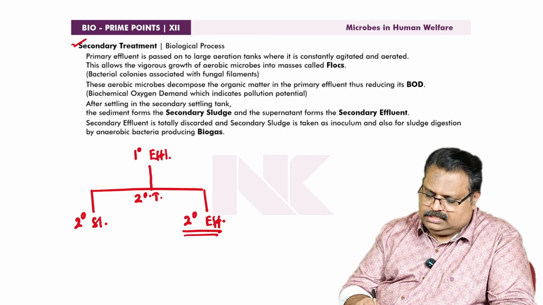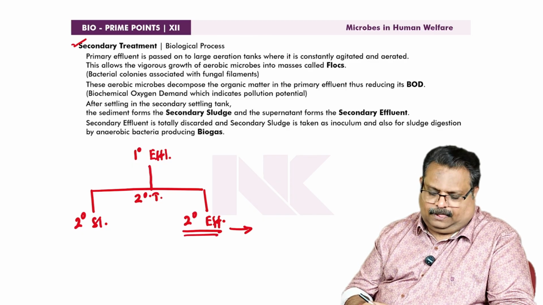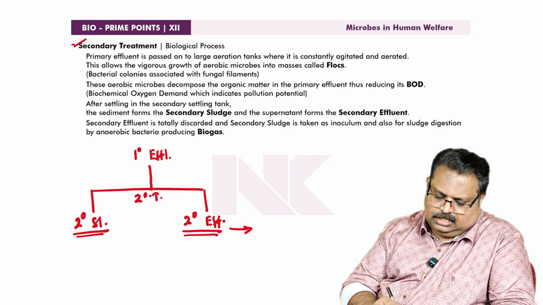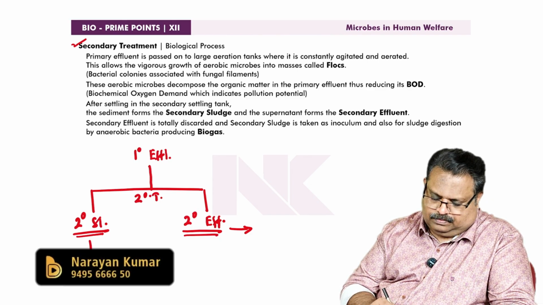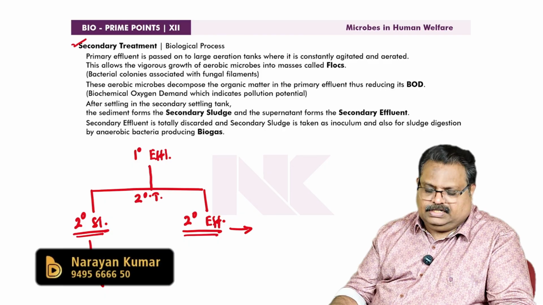The secondary effluent is discharged into water bodies. Okay, the secondary sludge is used for biogas production. You can see the details.